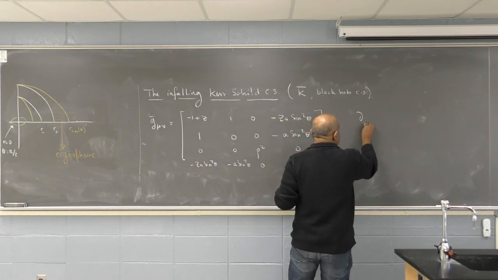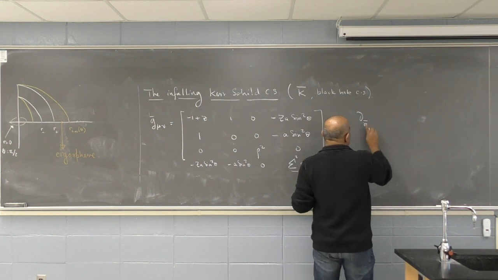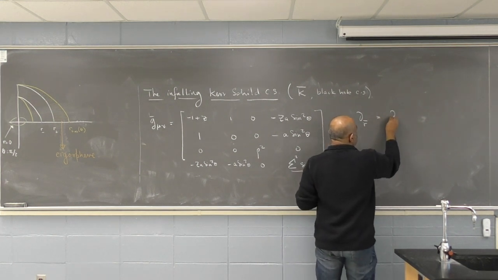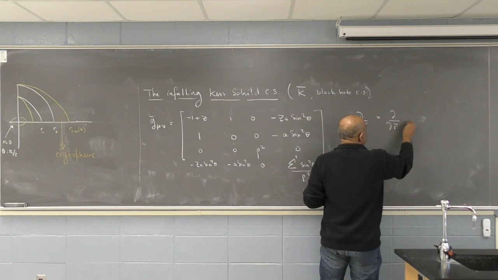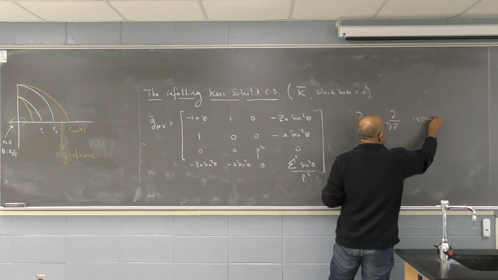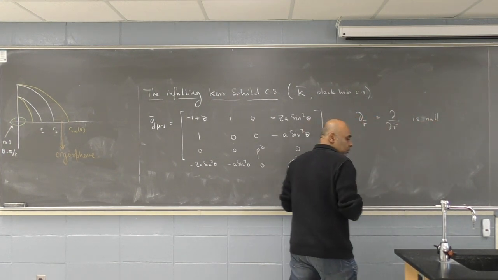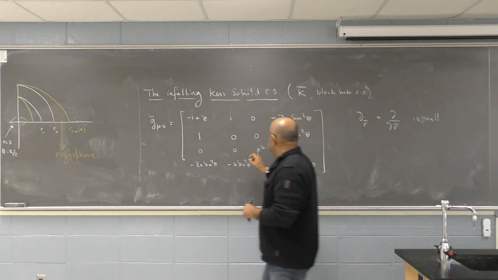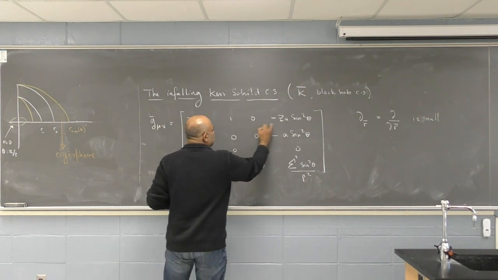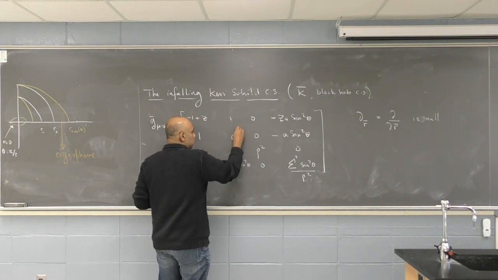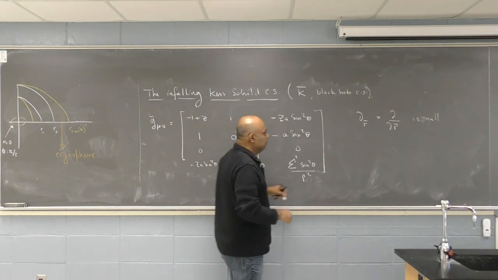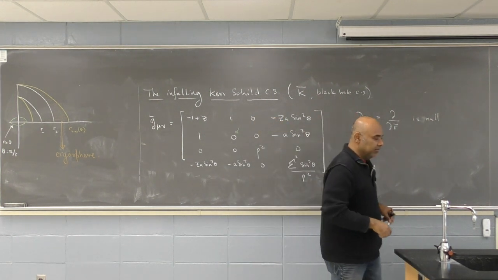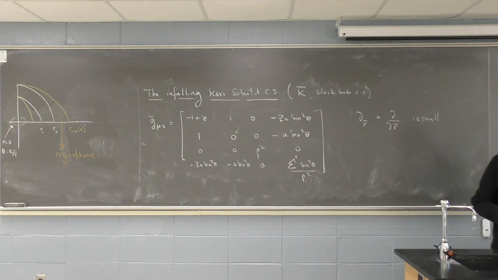So you can see dr bar is null. Why can you see that? Well, if you do the inner product of this with itself, it's the r coordinate, in t r theta phi. So you can see it's 0. So the inner product of this with itself is 0.